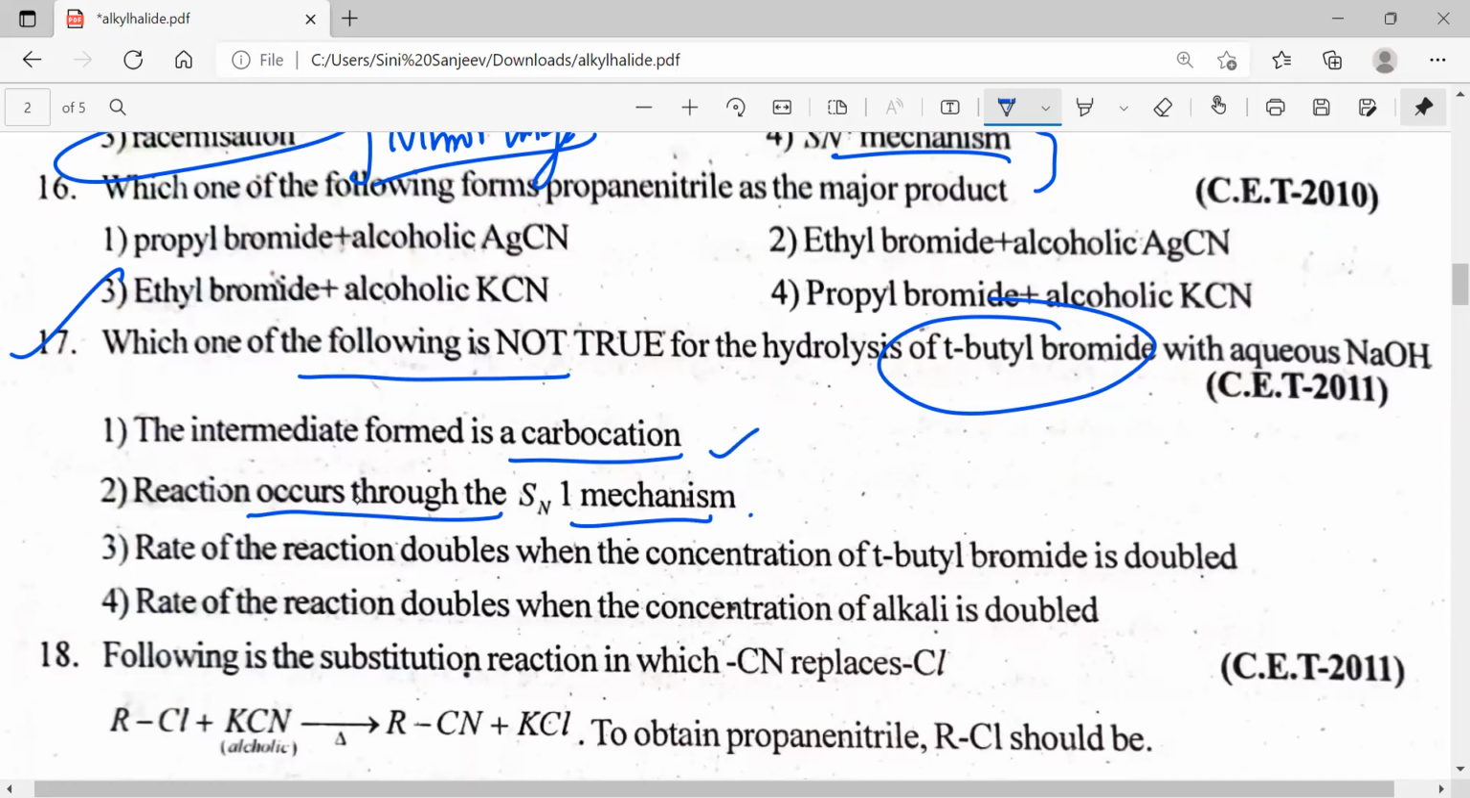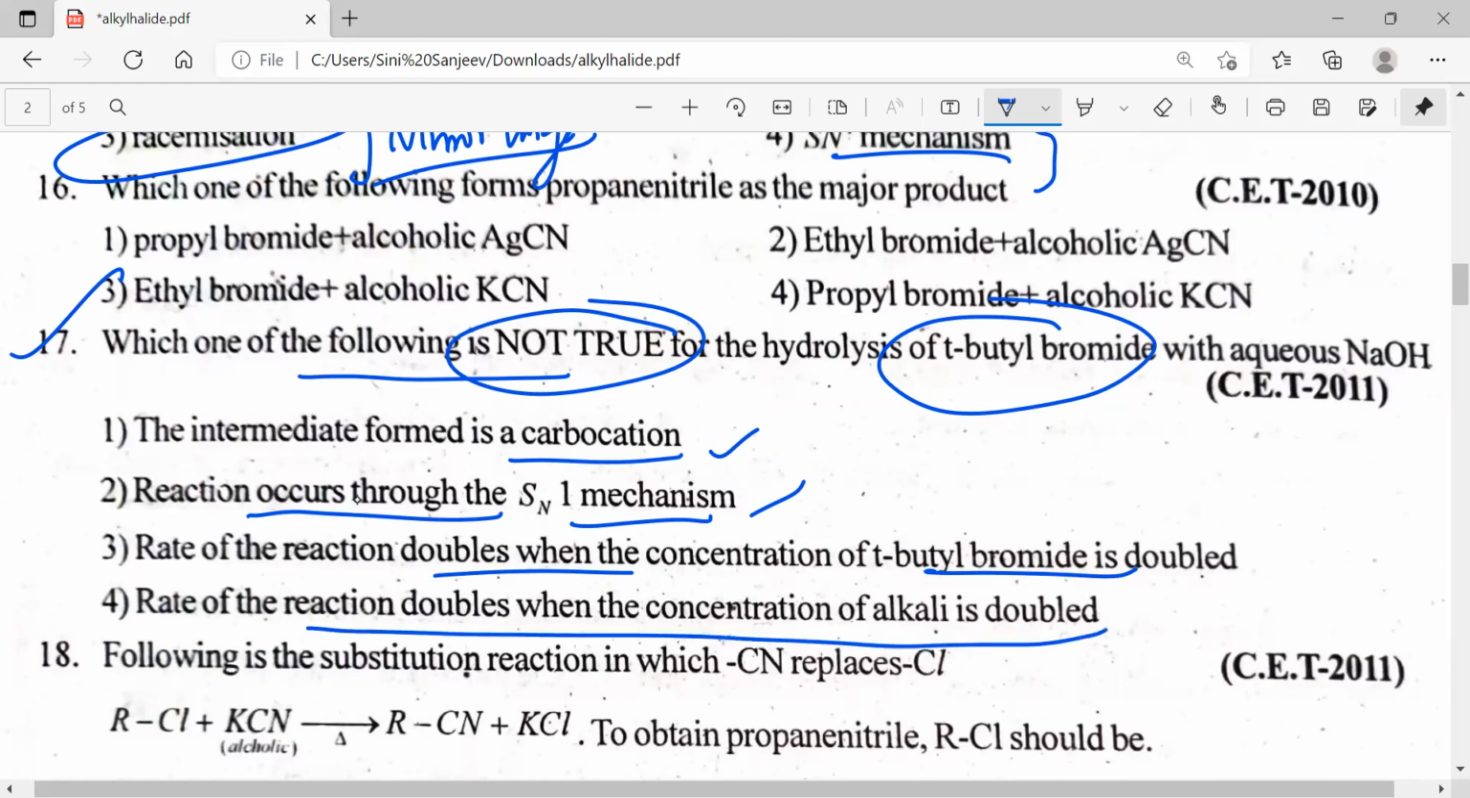This is also correct. But the question here is "not true." Rate of reaction doubles when the concentration of tertiary butyl bromide is doubled. Okay, we will keep it aside. Maybe some of you may have confusion. Next one, rate of reaction doubles when the concentration of alkali is doubled. First of all, alkali is not at all an important factor.